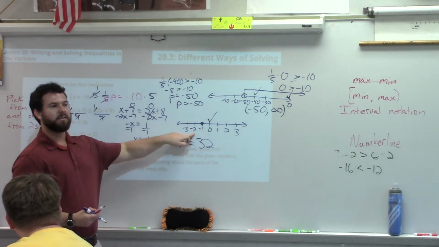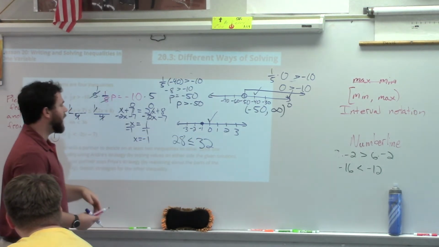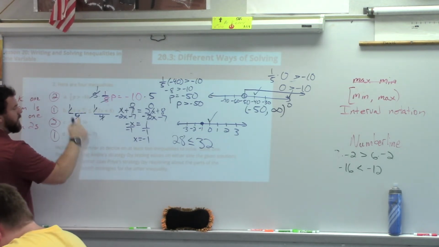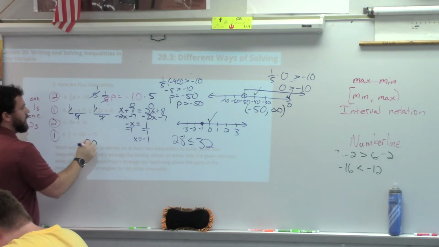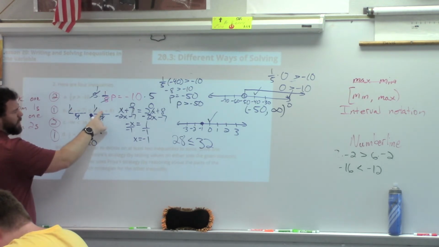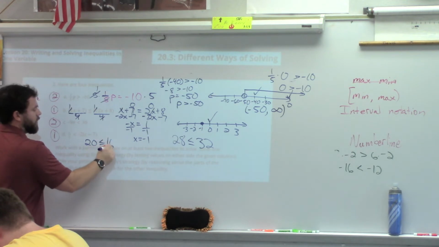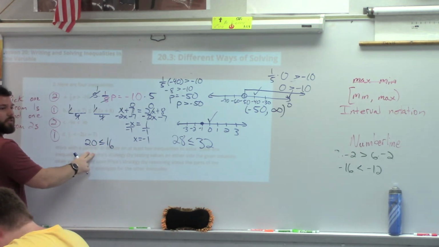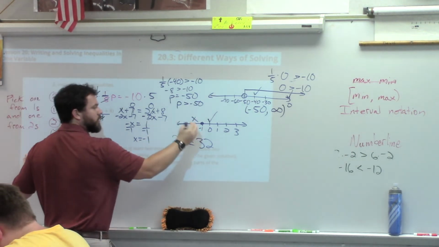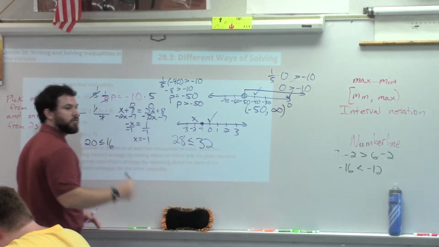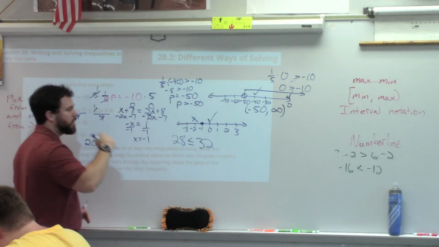But that means negative 2 is not a solution, right? If you test negative 2, negative 2 plus 7 is 5, 5 times 4 is 20. 2 times negative 2 is negative 4, negative 4 plus 8 is 4, 4 times 4 is 16. Notice, does negative 2 make the inequality true? No. Stuff to the left doesn't make it true. Stuff to the right does make it true. Does that make sense? Okay.